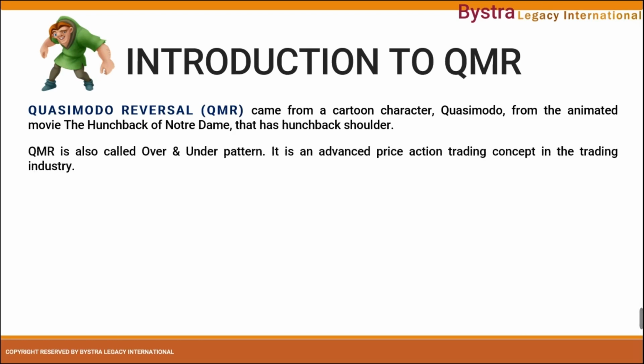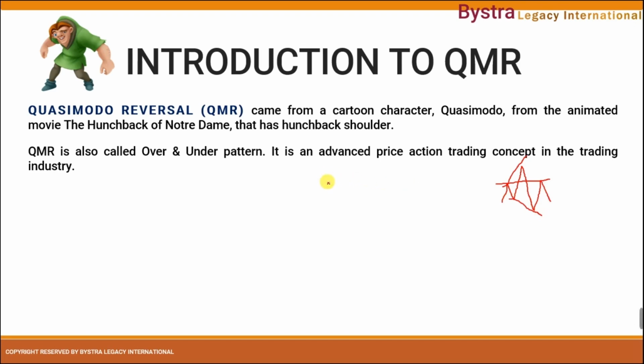So the QMR is also called an over and under pattern. Let me show you this. What is meant by over and under pattern? So we have the high, like this. So the over and under, this is how the pattern looks for Quasimodo. This is the over, and this is the under.